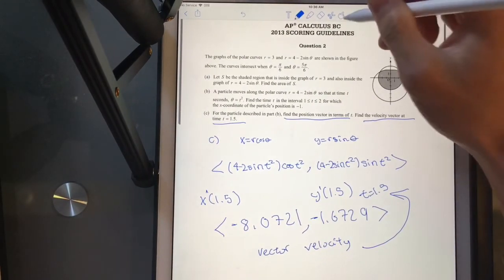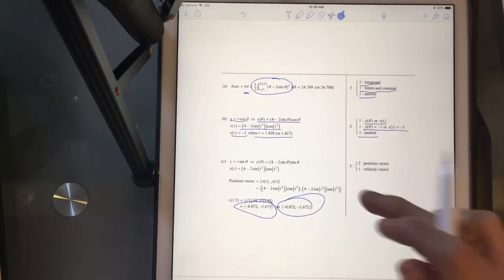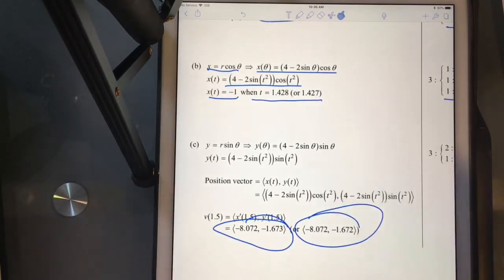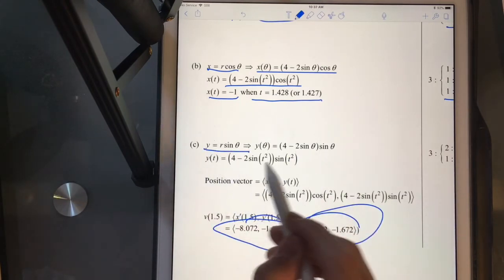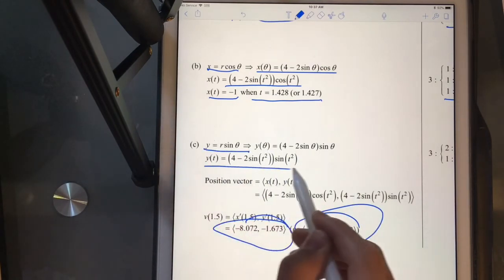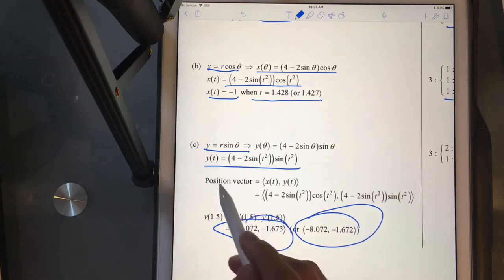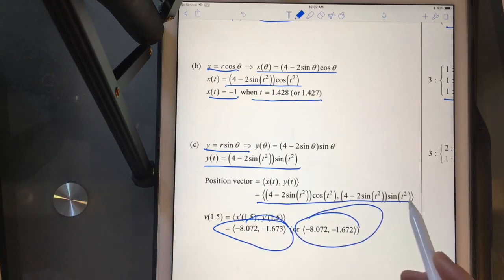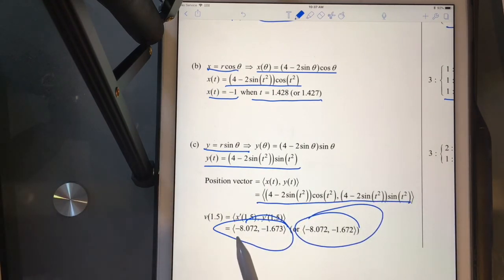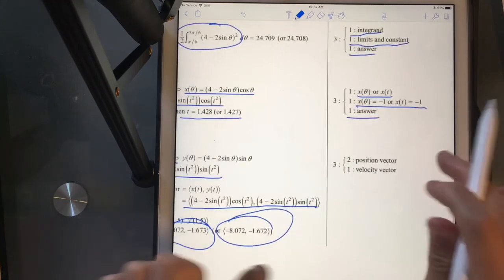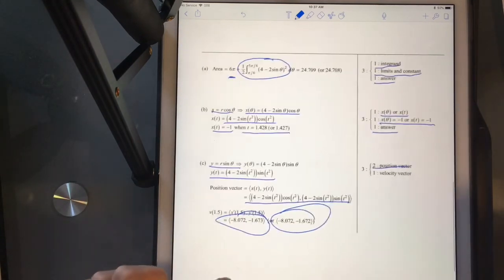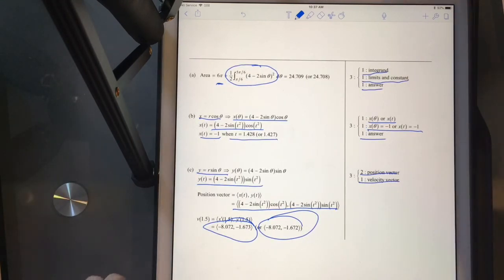Now let's look at our scoring guide. So they did the same thing. They said y equals r sine theta, and they did it in terms of t squared, which we did. Found the position vector, which we also did. And then they plugged into the calculator and got the answer. Now let's look at the points. They gave us 2 points for our position vector and 1 point for our velocity vector.